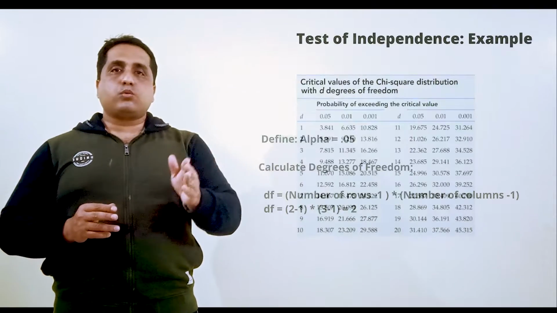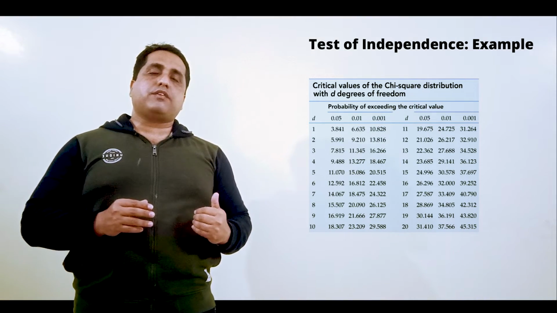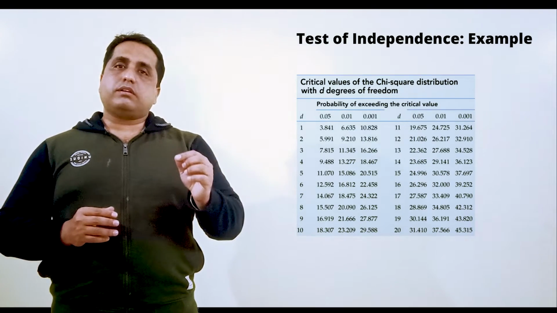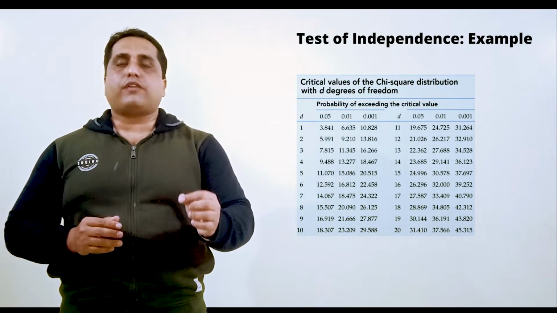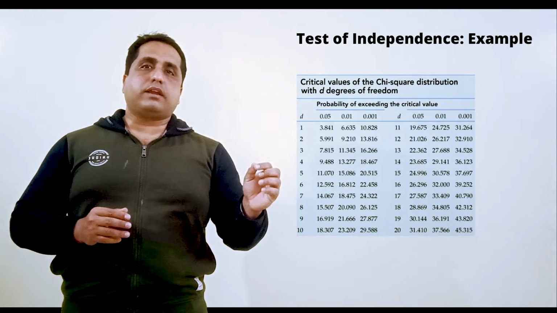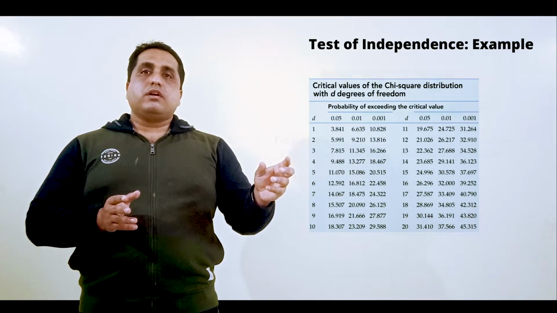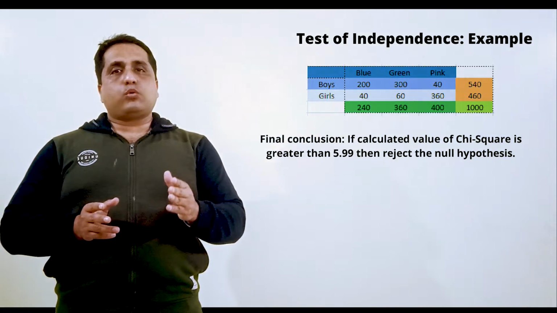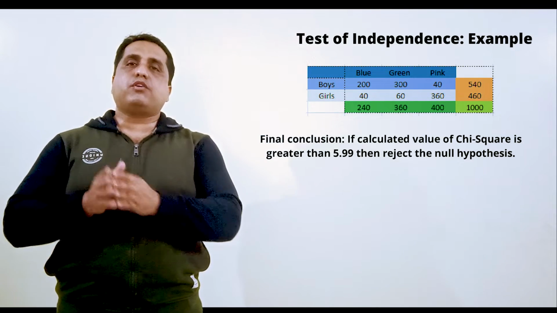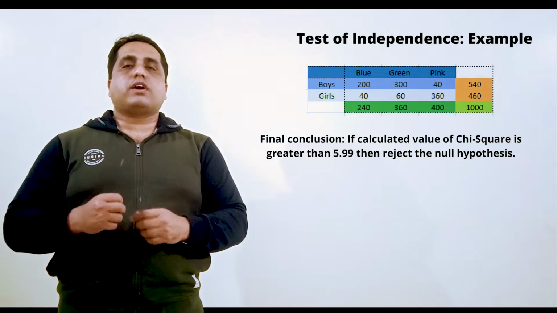The next step is to identify the level of significance. In our case, let's say our level of significance is equal to 0.05. So the critical value for the level of significance equal to 0.05 and degrees of freedom equal to 2 is 5.99. Now, once we calculate our test statistic for chi-square, in case the value comes out to be greater than 5.99, then we would reject the null hypothesis and we would say that there does exist a relationship between the choice of color and gender.